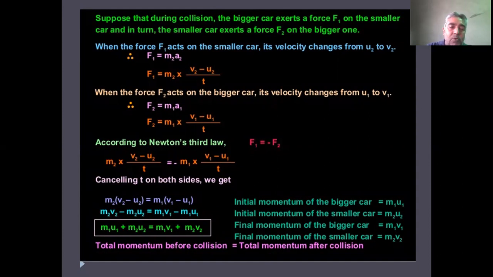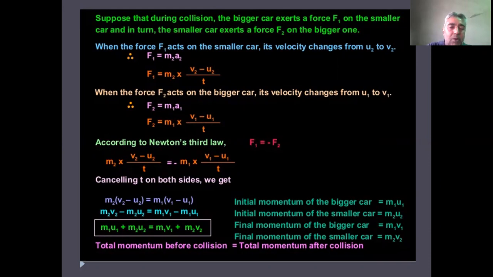Then F1 is equal to m2 into (v2 minus u2) by t. When the force F2 acts on the bigger car, F2 is equal to m1 a1, so F2 is equal to m1 into (v1 minus u1) by t. According to Newton's third law, F1 is equal to F2. To every action, there is an equal and opposite reaction. F1 is equal to F2 but opposite in direction.